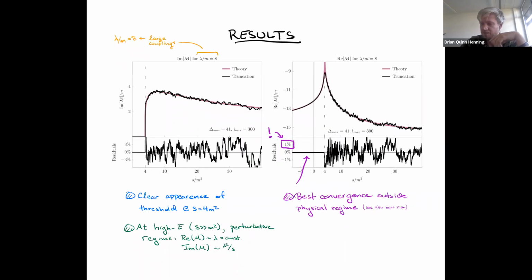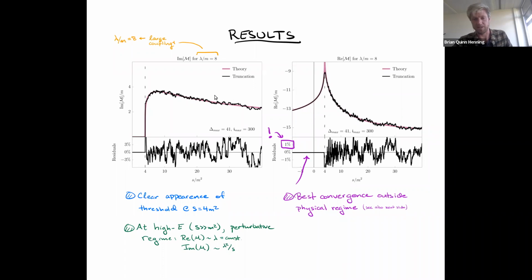Let's get to the results. I showed the cross section at the beginning of the talk. This is the amplitude: on the left is the imaginary part, and on the right is the real part. You clearly see threshold behavior. At S equals 4m squared, the imaginary part turns on. Below S equals 4m squared, the imaginary part is 0, but the real part is non-zero. Just think of lambda phi to the fourth; the leading term in the amplitude is lambda, the real part.